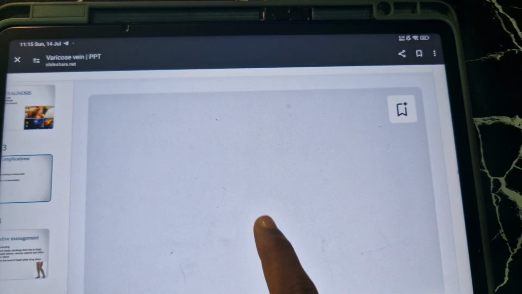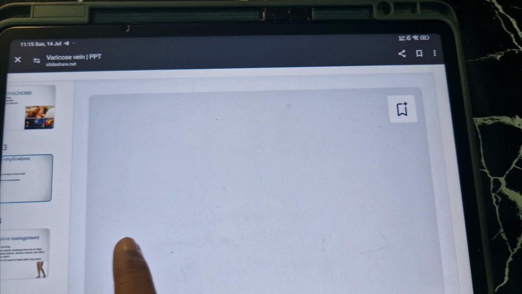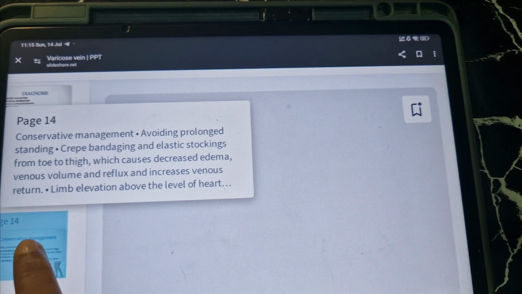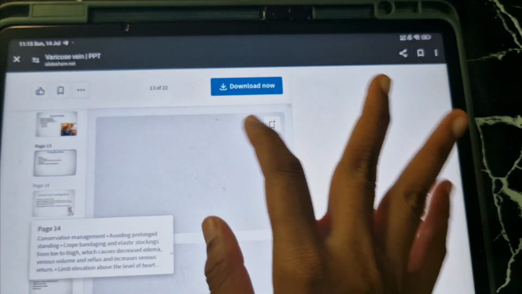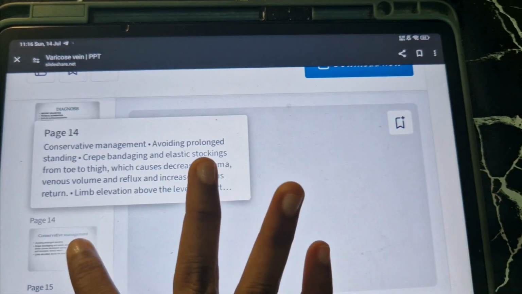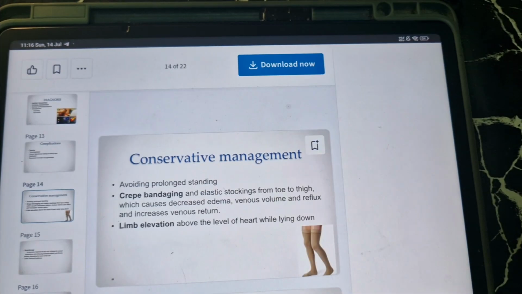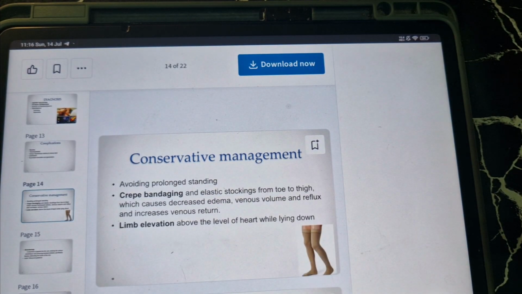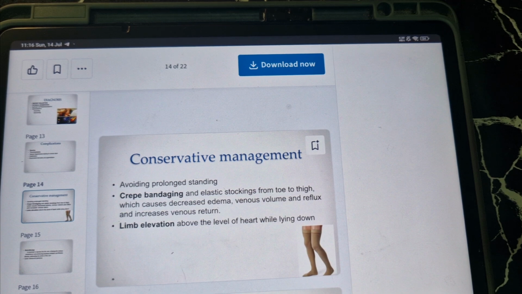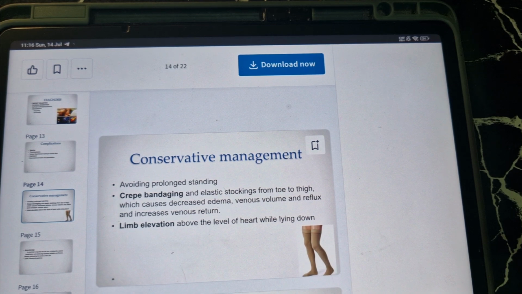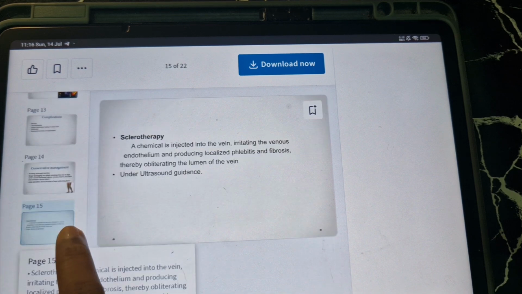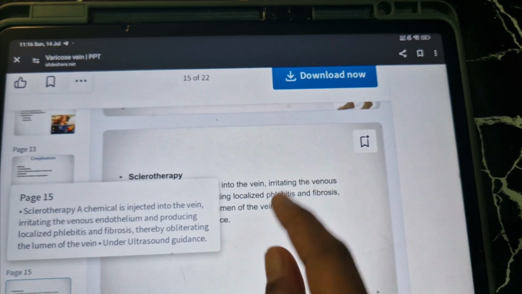Conservative management: avoiding prolonged standing, because prolonged standing is a reason for varicose vein. Crepe bandaging and elastic stockings from the toe to the thigh, which cause decreased edema, venous volume, and reflux, and increase venous return. Limb elevation above the level of the heart while lying down. These are the conservative methods to prevent varicose vein.